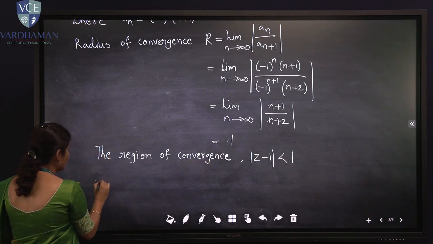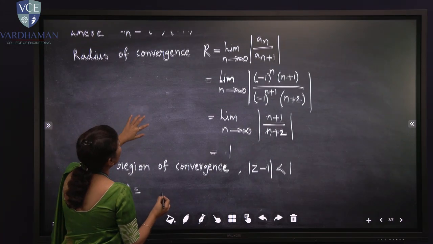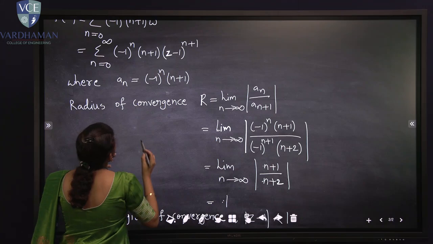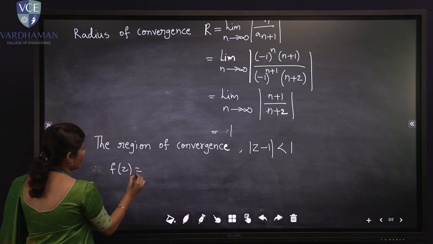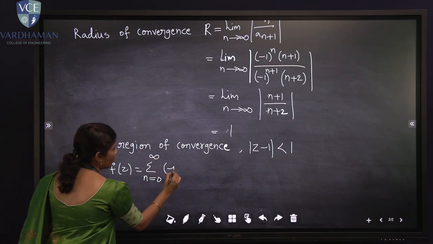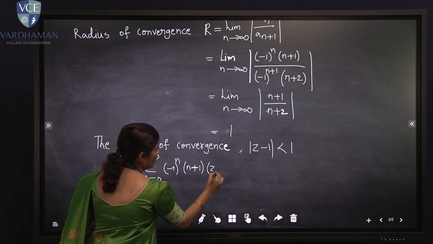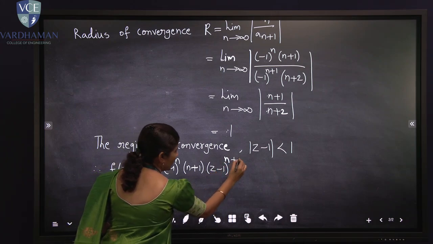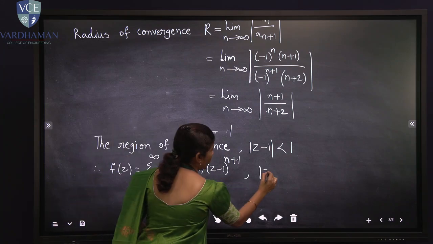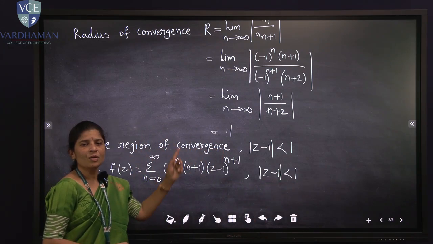Therefore, by using the Taylor series, here we got the expansion. What is f of z that we got? f of z equals summation n equals 0 to infinity minus 1 power of n into n plus 1 and z minus 1 power of n plus 1, and this is the region of convergence: modulus of z minus 1 is less than 1, and this is the Taylor series of the second problem.